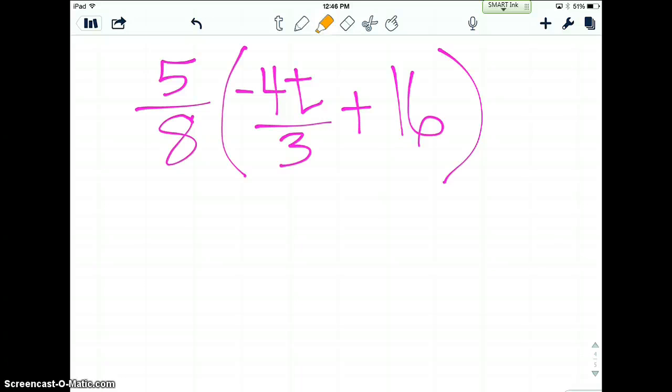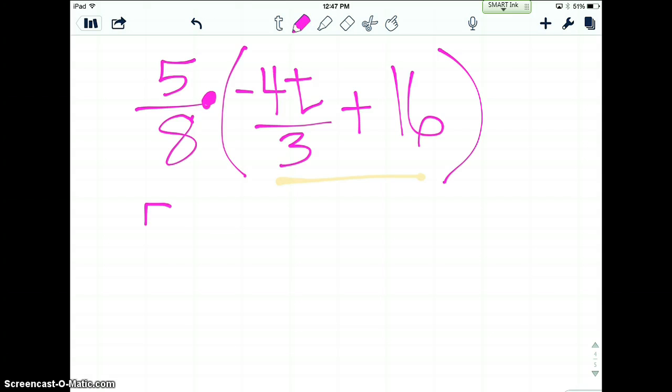First off, inside the parentheses, what do you think? Like terms? I'm glad you said no, because the 16 does not have a t with it. So we cannot add those together, fortunately. So we go to the outside. The 5/8 is being multiplied with those 2 terms in the parentheses.